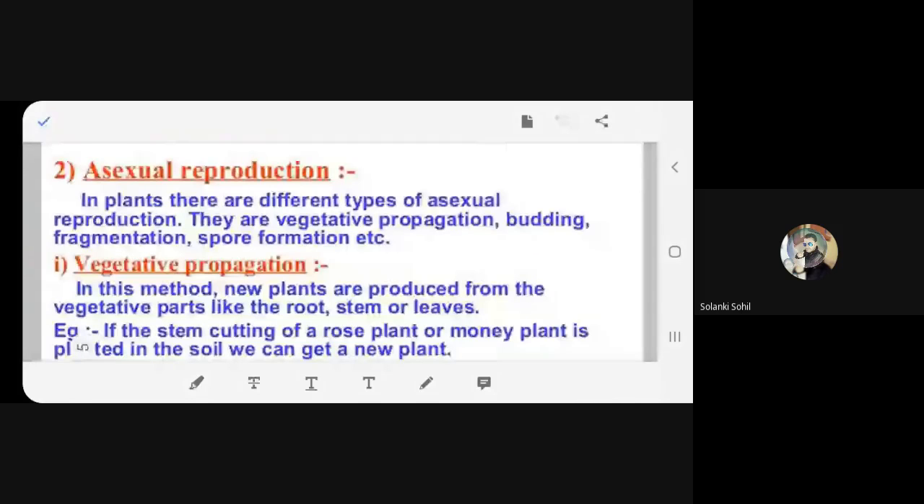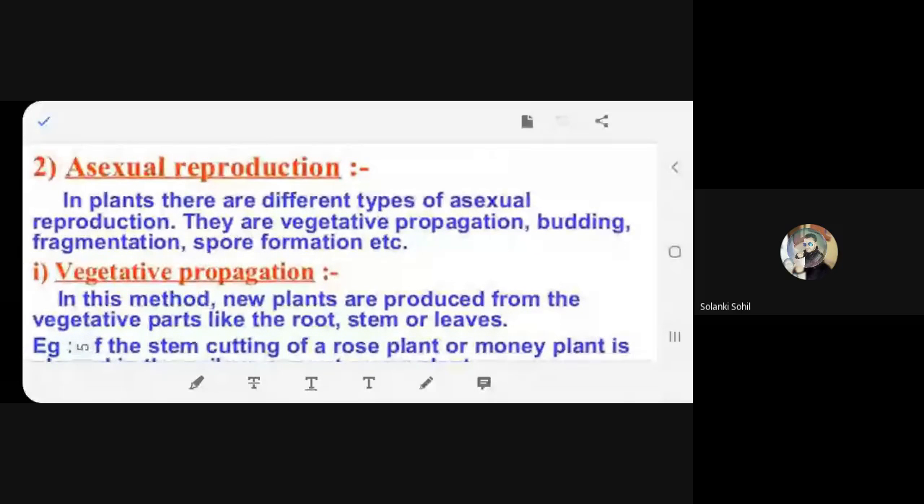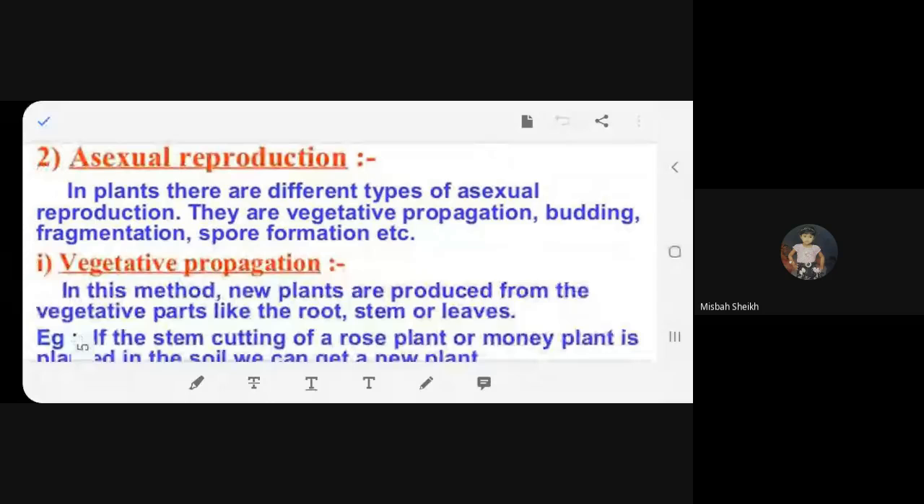Now we'll talk about asexual reproduction. In plants, there are different types of asexual reproduction. They are vegetative propagation, budding, fragmentation, spore formation, etc. So what are the types of asexual reproduction?